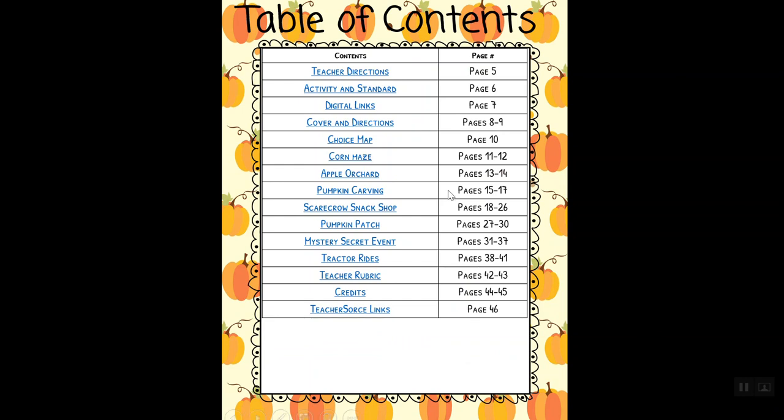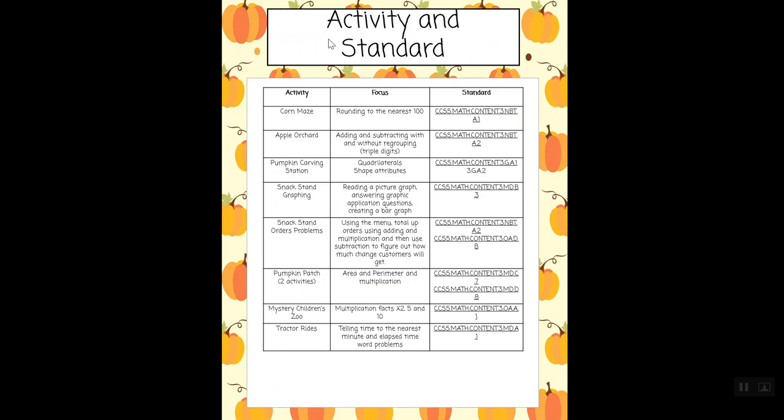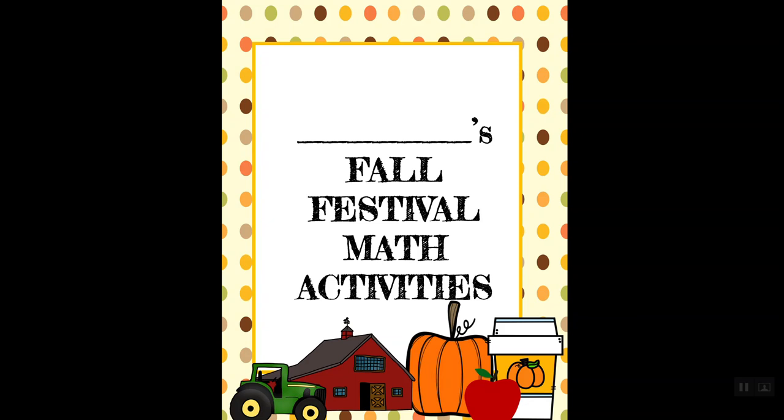There is a table of contents that if you click it, it will take you to the individual activities and also the teacher rubric, the directions, and all of that good stuff. There is teacher directions provided. Each of the activities, some of them have multiple activities, will also say what the focus is and then the standard. There are digital links included, Google Slides, Seesaw, and then a digital rubric for teachers to edit and type in themselves. Let me just go through real quick what the activities look like.